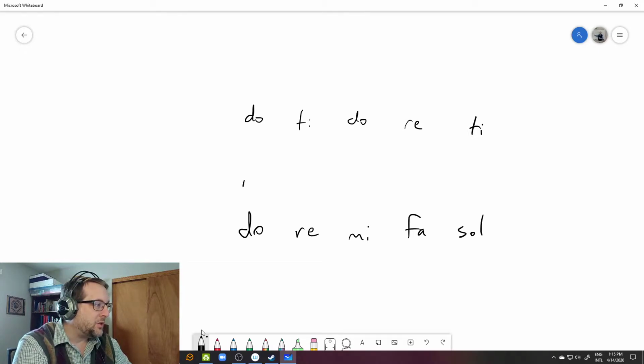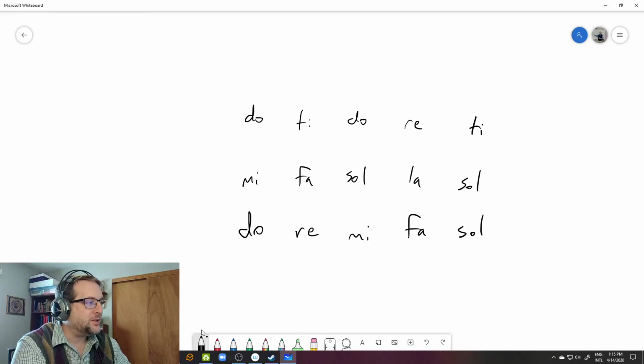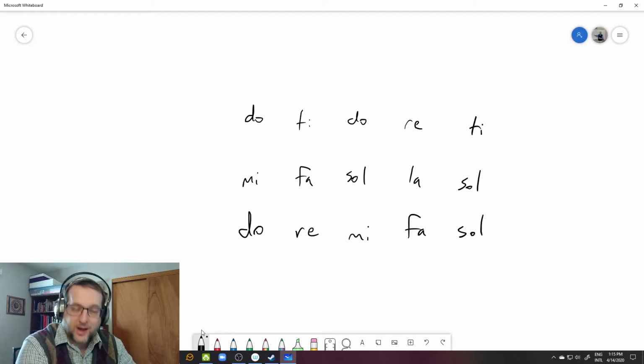And some nice parallel thirds: do, re, mi, fa, sol, la, sol. What great lines these are. Do, re, mi, fa, sol. Mi, fa, sol, la, sol, and do, ti, do, re, ti. And you put those together and they just sound absolutely fantastic.